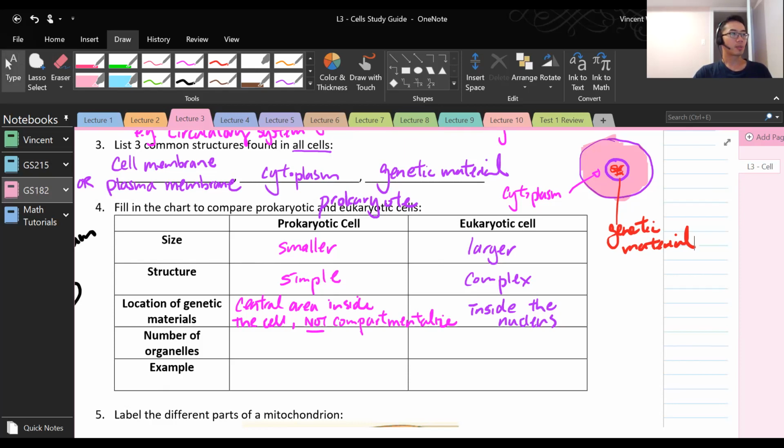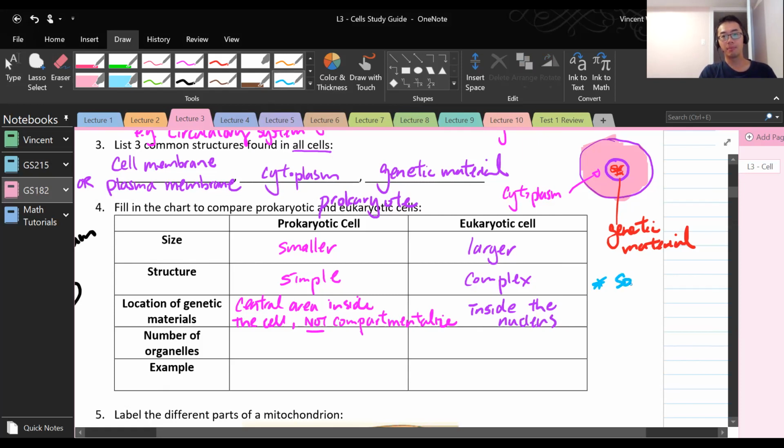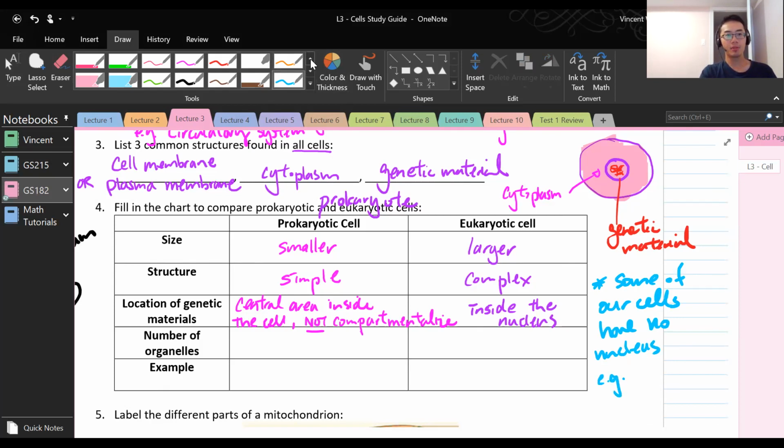Okay, yeah, I got some responses on the chat. Very good. We are made up of eukaryotic cells, but here is the catch. Even though eukaryotic cells are supposed to have a nucleus, some of our cells have no nucleus. Anybody have an example of a cell that does not have a nucleus?